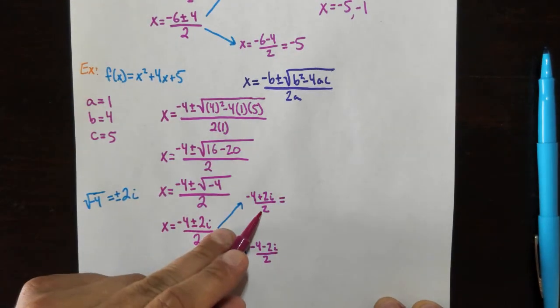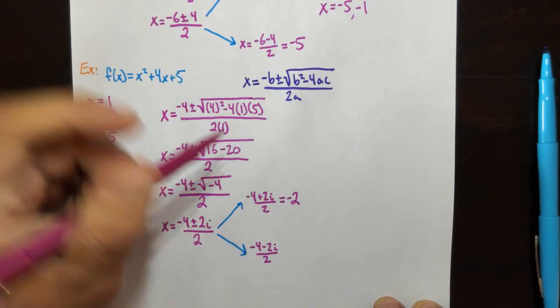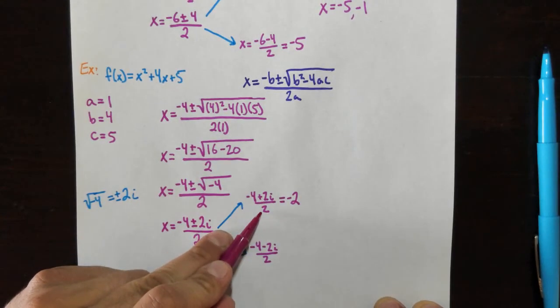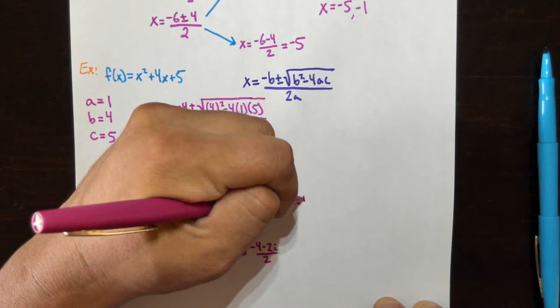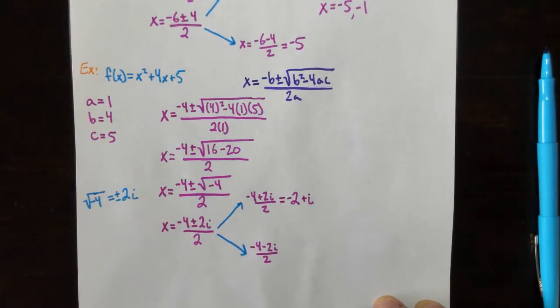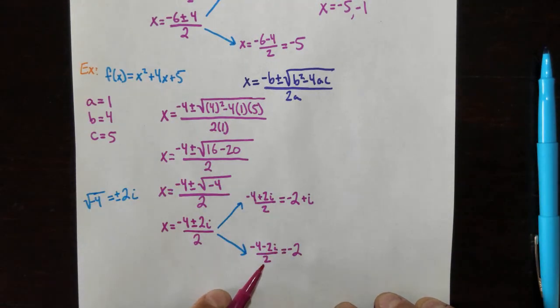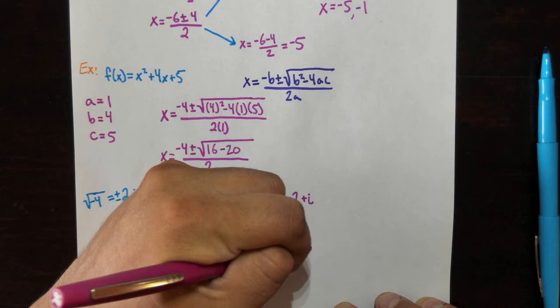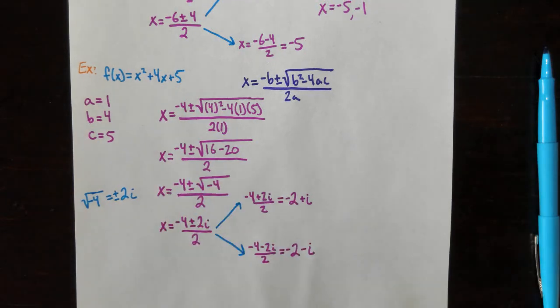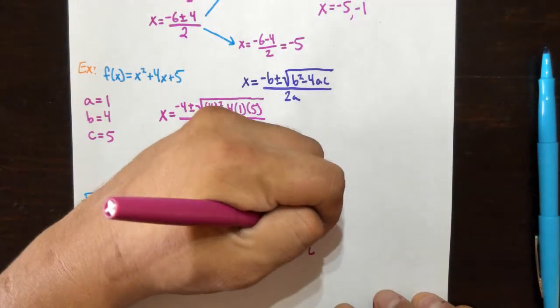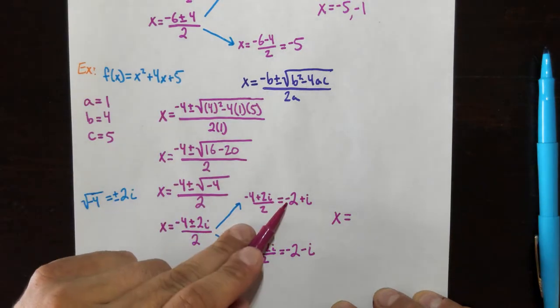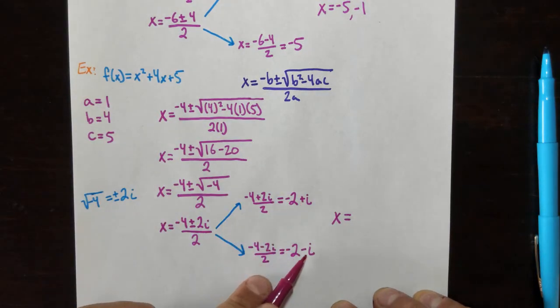So -4 divided by 2 is -2. Then positive 2i divided by 2 is just positive i. And then to do the bottom, -4 divided by 2 is -2, and then -2i divided by 2 is -1i. So our two x values here are -2 plus i and -2 minus i.